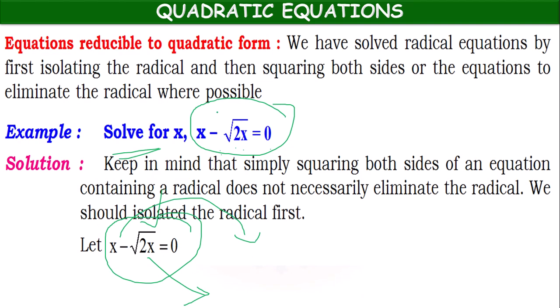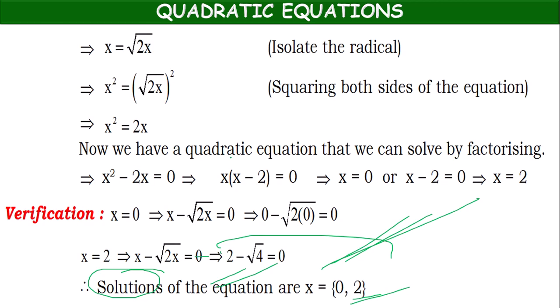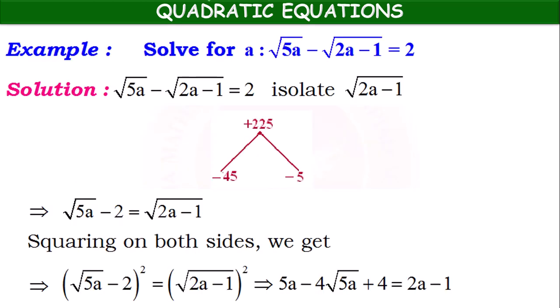Like this, if we have any radicand, we can reduce it to quadratic form. After that, by any one of the 4 methods we have learned, the factor method, completing squares method, square root method, or quadratic formula method, we can find the value of x.